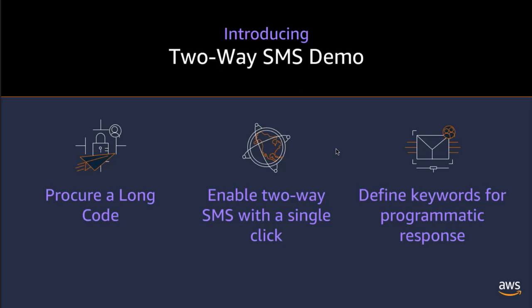So we haven't talked much about two-way because it's a more advanced use case, but Amazon Pinpoint makes it really easy to define keywords within the Pinpoint console, and then based on those keywords, programmatically send responses. So I'll enable the two-way channel, and then I'll set a couple keywords, and if you're interested, you can then send a text message to that long code, and that long code will see the keyword that you sent, and it will programmatically respond.